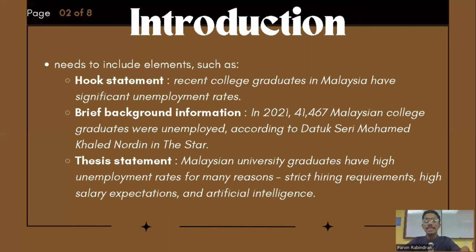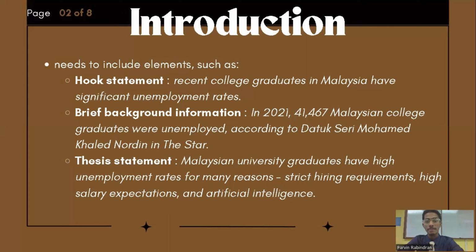Then we write a brief background information about the issue that we have stated. So for my topic, I have chosen a news article from the Star which states that in 2021, almost 41,467 Malaysian college graduates were unemployed, which is stated according to Datuk Seri Muhammad Khalid Nordin. So I feel that this information is necessary for the reader to understand the subject in discussion.